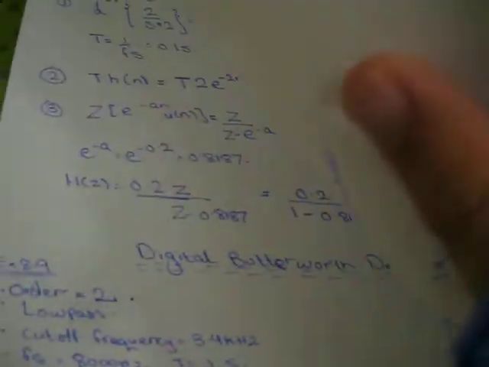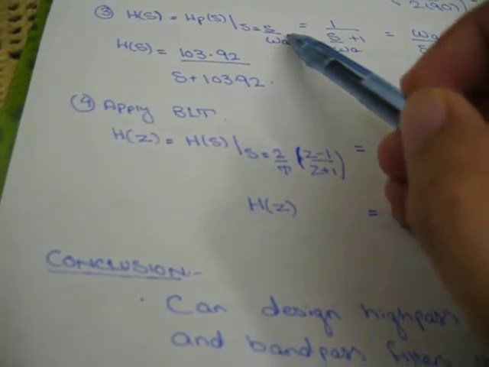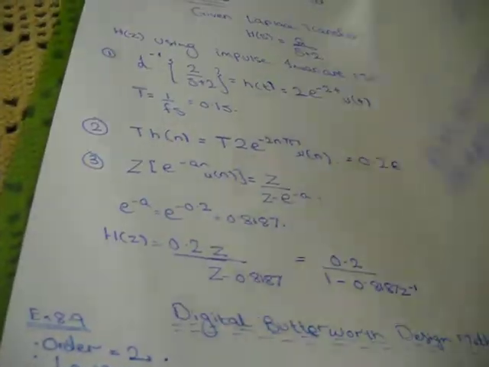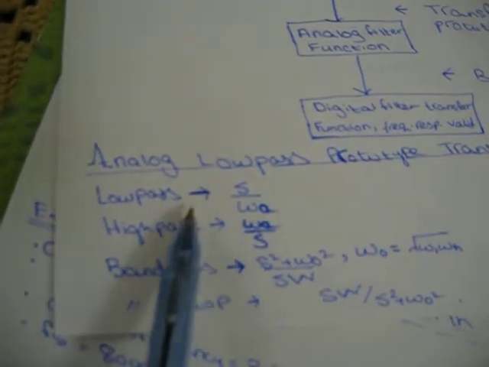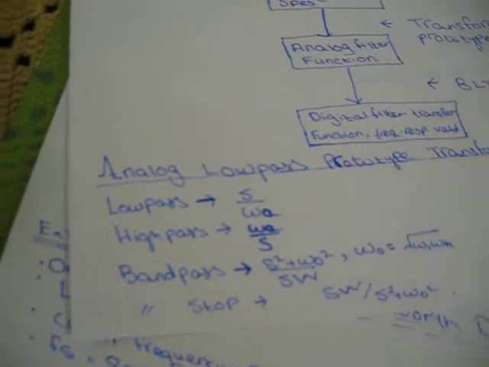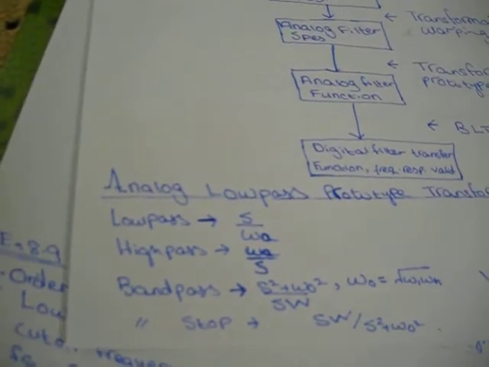Because here we had to design a low pass filter, we replaced the prototype with s equal to s over omega a. If we had to design high pass, we would replace the prototype s with omega a over s. Simply we have to do this alteration, and the remaining steps are always the same.